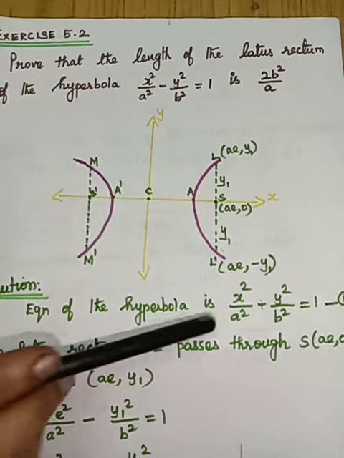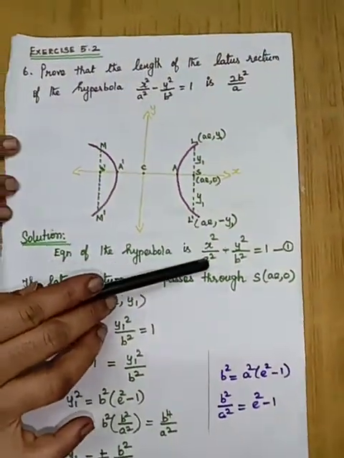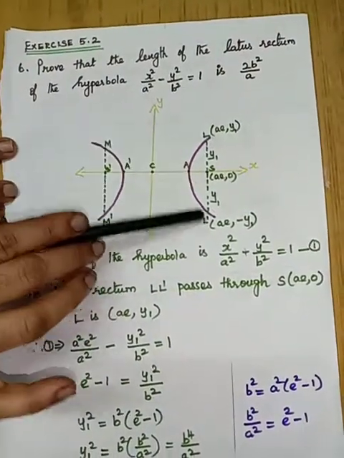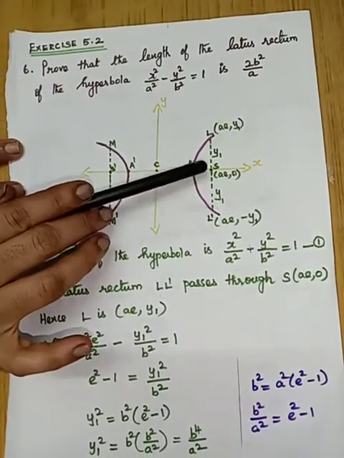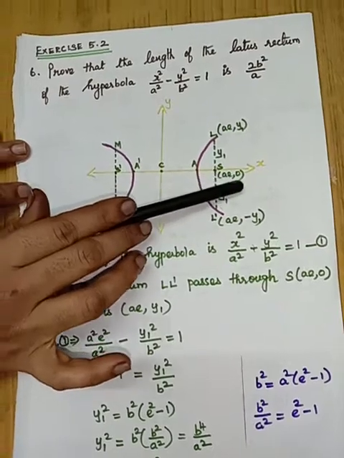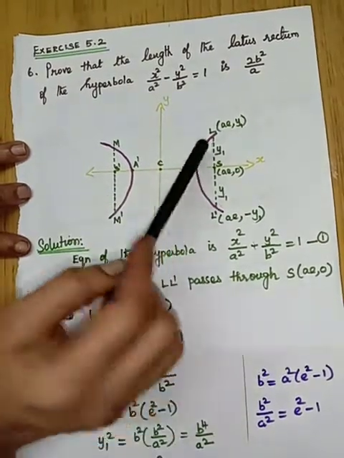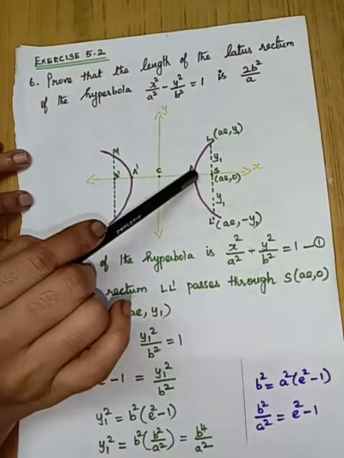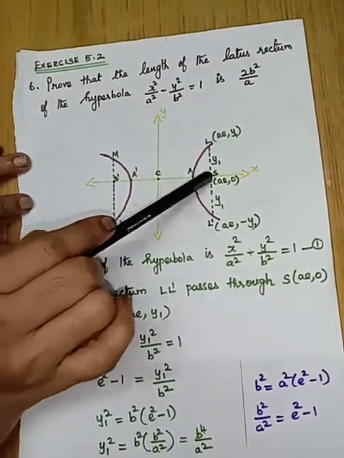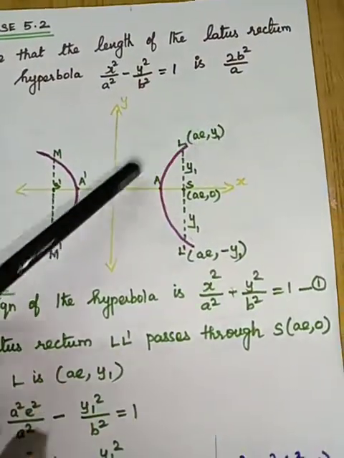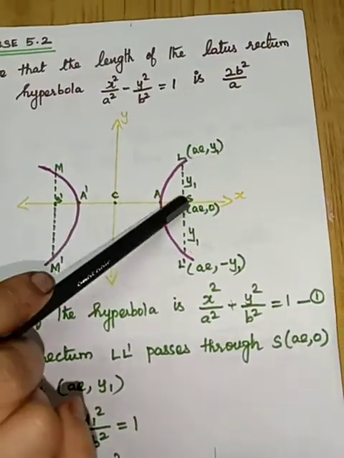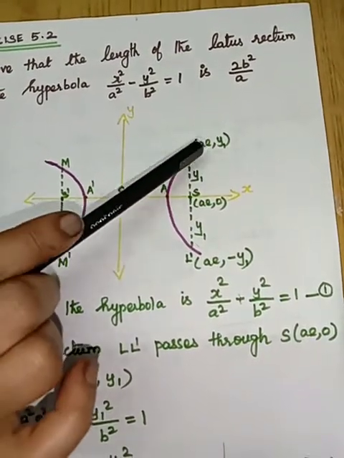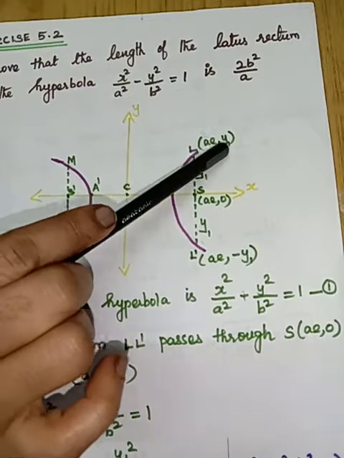Okay, so here the equation of the hyperbola is x squared by a squared minus y squared by b squared is equal to 1. So the latus rectum passes through the focus. The focus of the hyperbola is (ae, 0). Okay, so I am going to find this point L whose x coordinate is ae, and the y coordinate I have taken as y1. So this point L is (ae, y1).